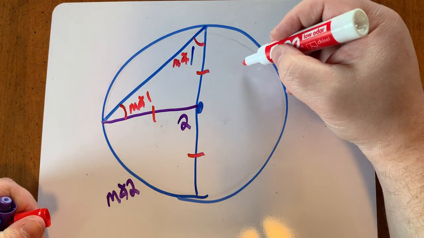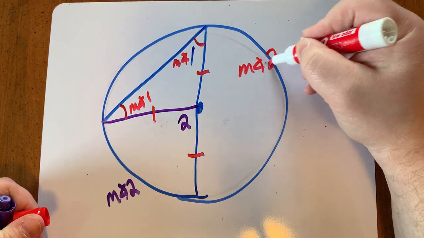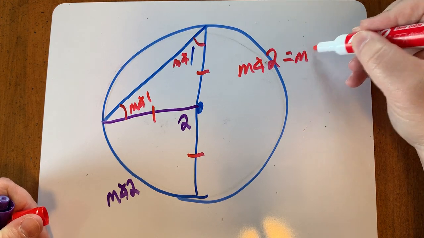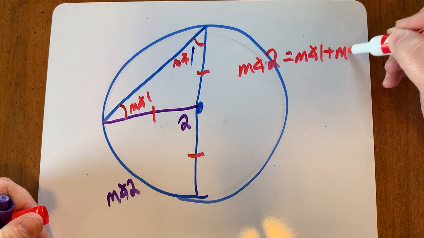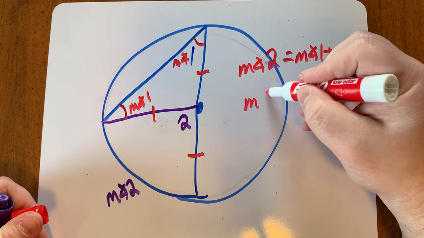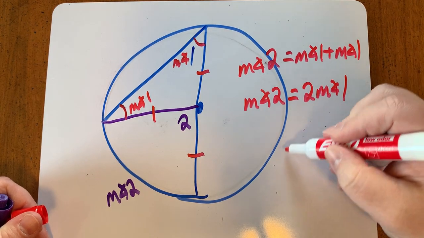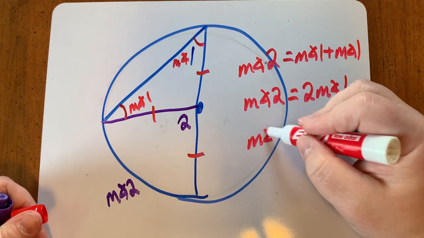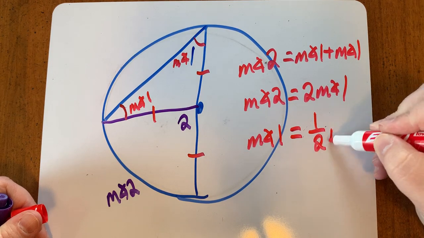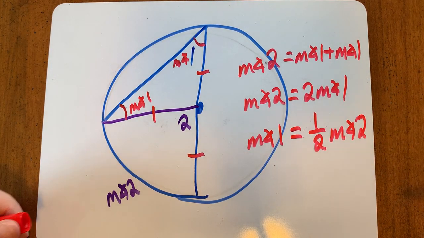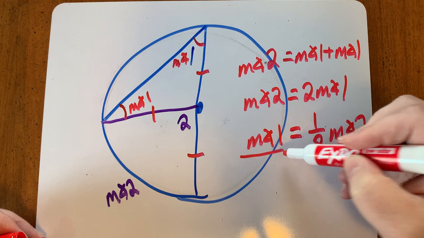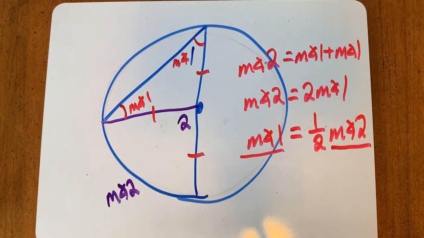The measure of an exterior angle is equal to the sum of the measures of the remote interior angles. So measure of angle 2 equals 2 times the measure of angle 1. So the measure of angle 1 is half the measure of angle 2. The measure of the inscribed angle is half the measure of the intercepted arc. Ta-da! We just proved it for the first case, when one of the chords is a diameter.